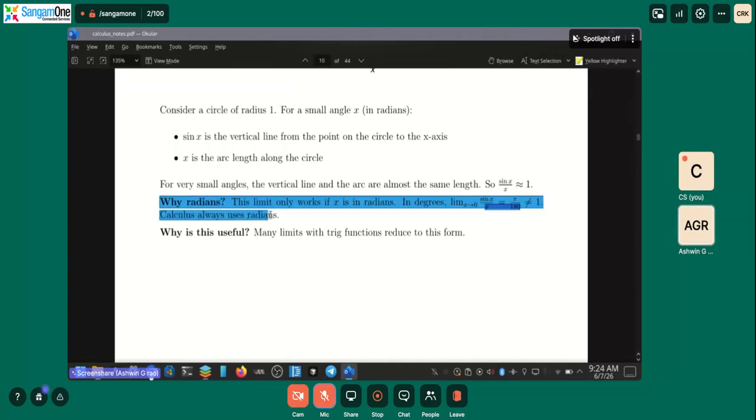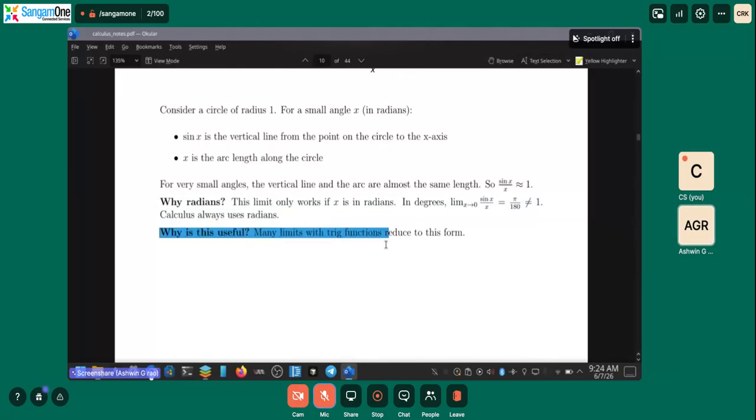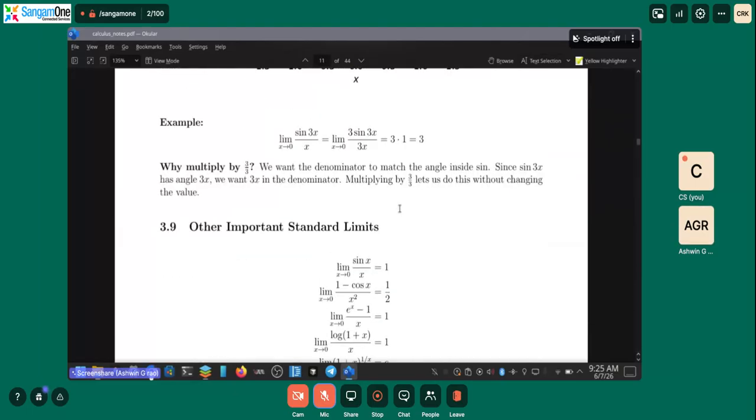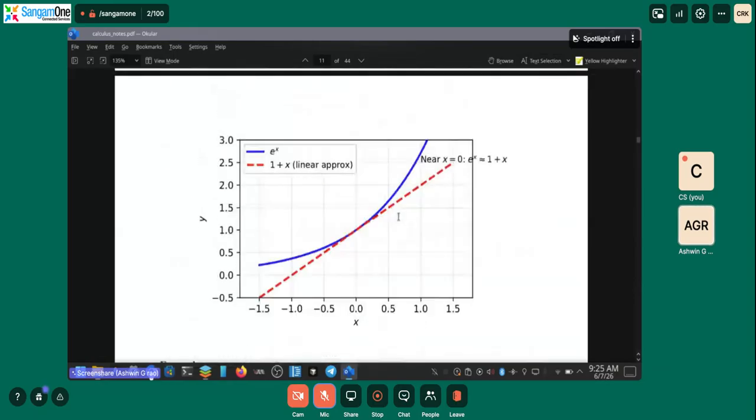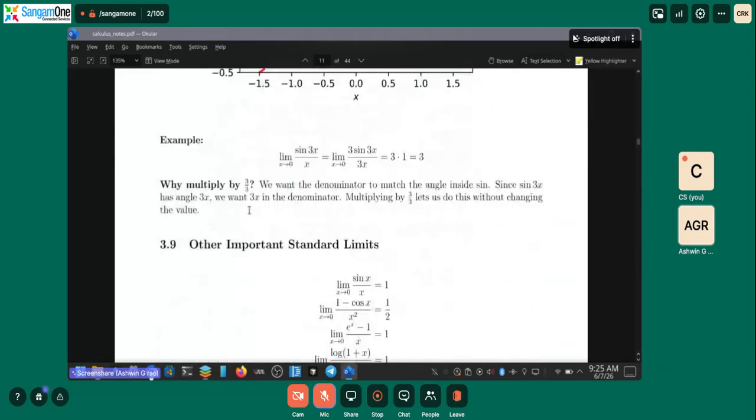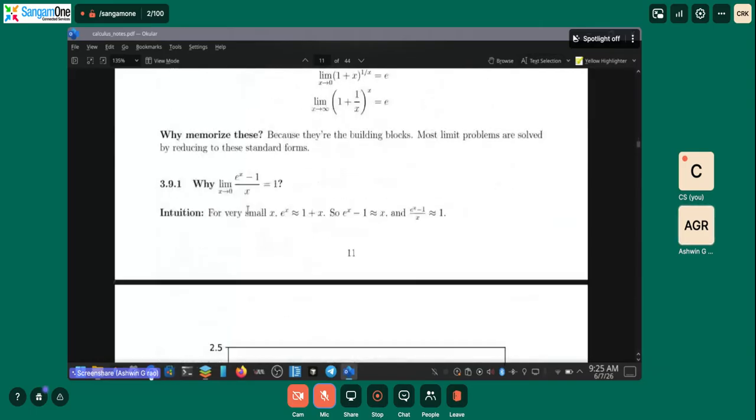Why radians? The limit only works if x is in radians. In degrees, limit x tends to 0 of sin x divided by x is equal to pi divided by 180, which is not equal to 1. Calculus always uses radians. Please remember that. This is useful because many limits with trigonometric functions reduce to this one. These are the other important standard limits. You can choose worked examples here also.